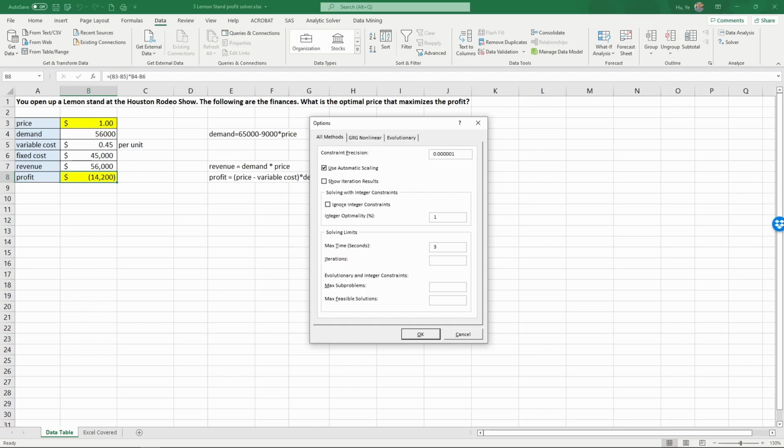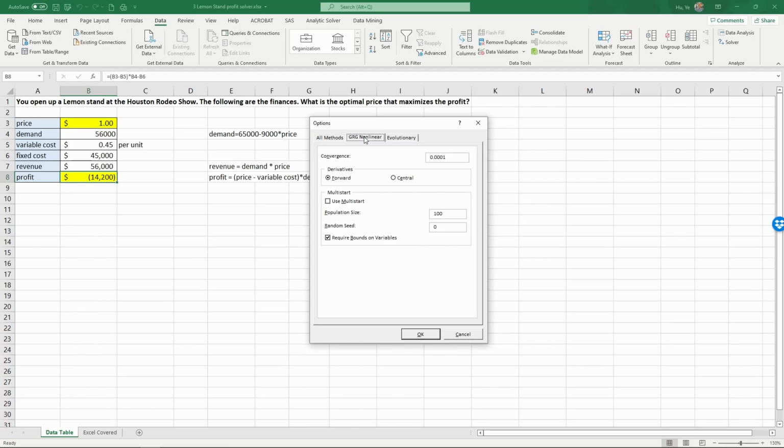And for this problem, really we didn't need to do it, but let's just, for discussion's sake, set it to 300 seconds maximum time. Whichever method you use, you can set additional options. You can do this on GRG nonlinear or evolutionary. And since we are using the GRG nonlinear solving method, let's take a look. Within GRG nonlinear, there is the convergence. The convergence tells the engine how close I need to be at the maximum point. So having a very tiny convergence number would take the engine longer to get really close to the optimal point.